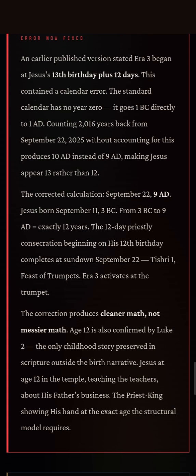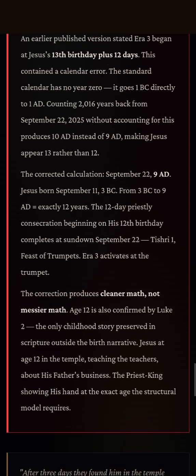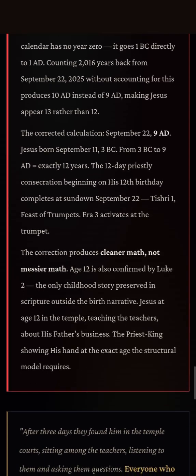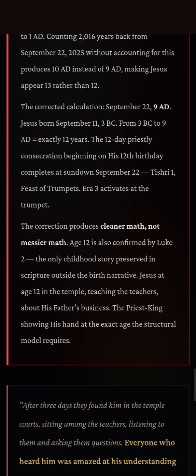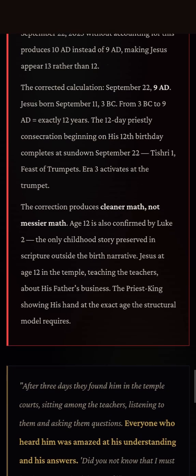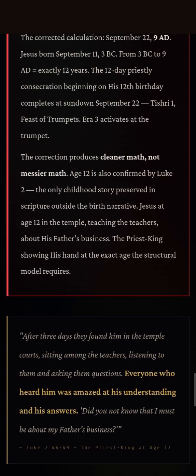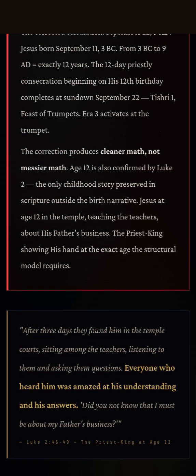9 AD. Jesus was born September 11, 3 BC, on Tishri 1, the Feast of Trumpets, confirmed by the astronomical alignment of Revelation chapter 12, which could only occur on that single day in that year. From September 11, 3 BC to September 11, 9 AD is exactly 12 years. The 12-day priestly consecration, beginning on his 12th birthday, completes at sundown September 22, when the Hebrew day turns to Tishri 1, the Feast of Trumpets. Era 3 activates at the trumpet blast. He was 12 years old.